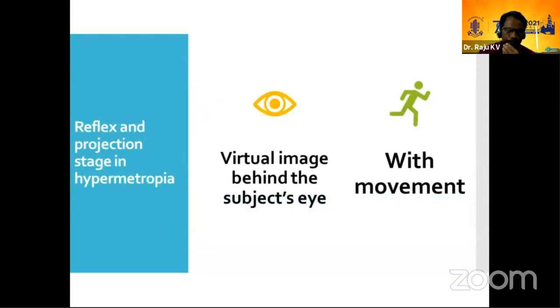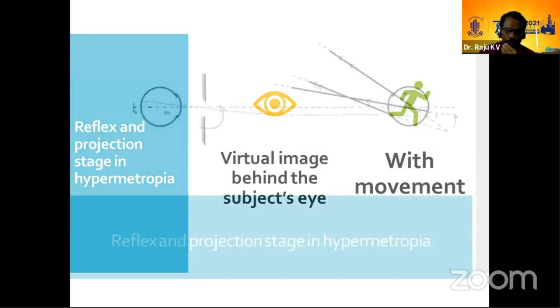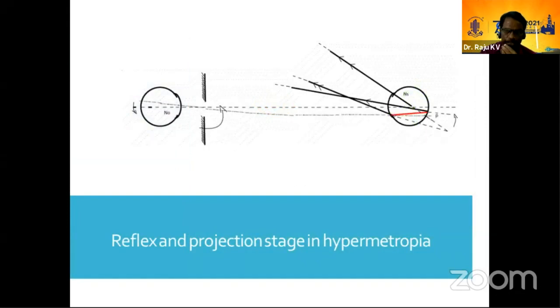The next is the reflex and projection stage in hypermetropia, where a virtual image is formed behind the subject's eye, and we will get a with movement. Here you can see that the image is formed behind the subject, the patient, and this is the image which is seen behind the patient's eye.